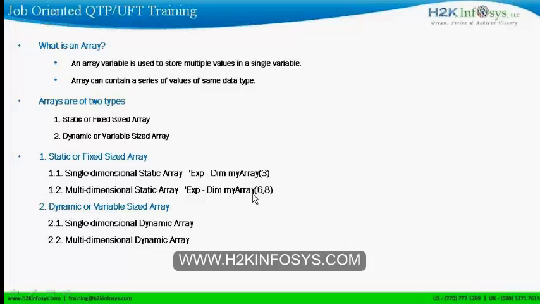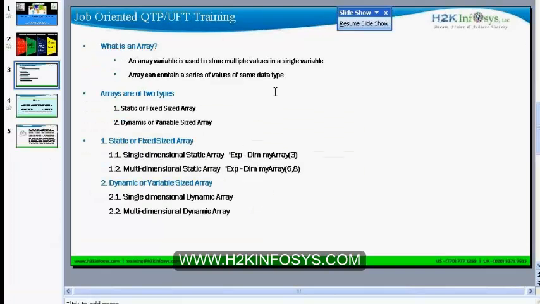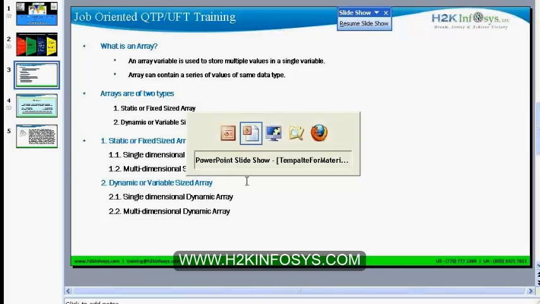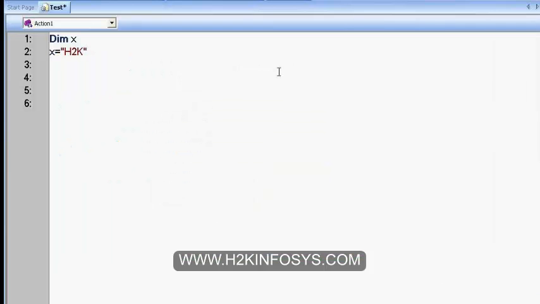So for example, for a single-dimensional array, you can simply say Dim myArray(3). That means you're going to store 3 elements in this array. Whereas here you say, okay, I want to store 6 by 8. This is a multi-dimensional array, with 6 rows and 8 columns. That way you can store multiple values in an array.